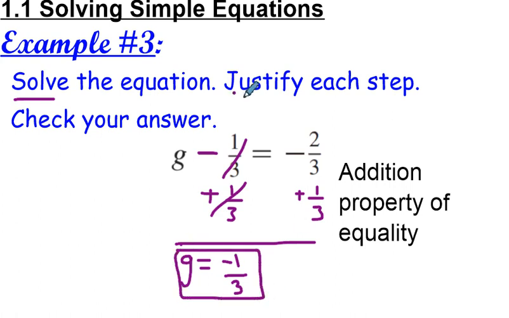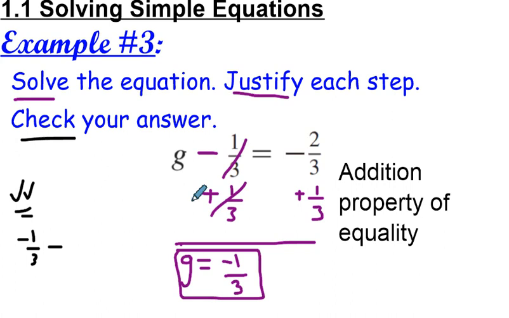My justification for that step is the addition property of equality, adding the same value to both sides, and ultimately solving for g by getting it by itself. And then again, check your answer. So I'll just double check my work by substituting negative 1/3 in for g. So replace g with negative 1/3.